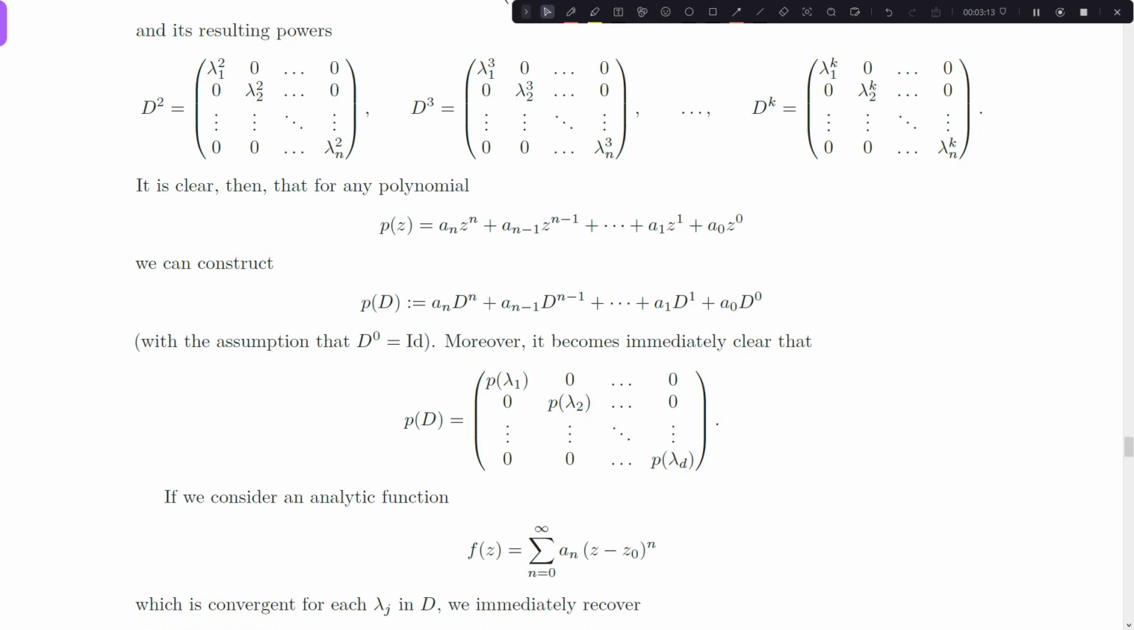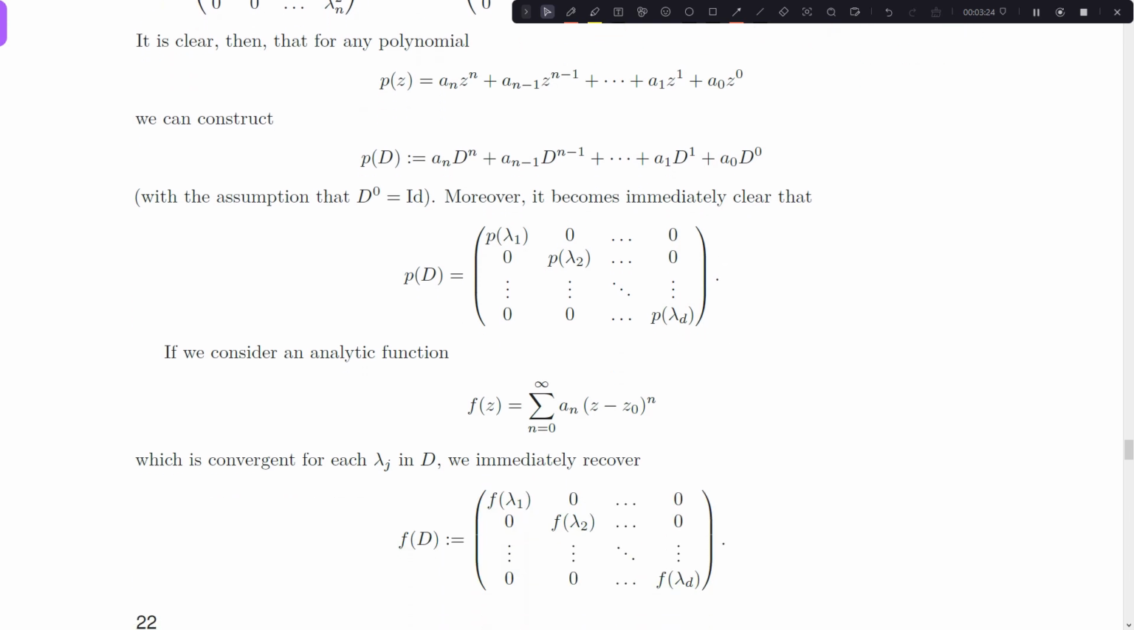But in fact, there's nothing that's saying that we have to stop at polynomials here. We can definitely do the same thing with analytic functions. They're just kind of limits of polynomials. And we immediately recover that an analytic function on a diagonal matrix is precisely the function applied to the diagonals of that matrix.